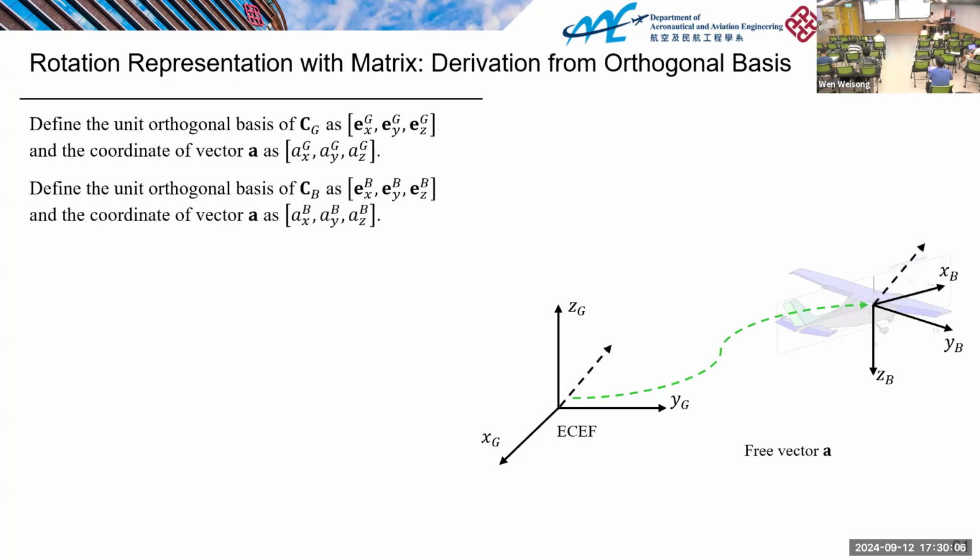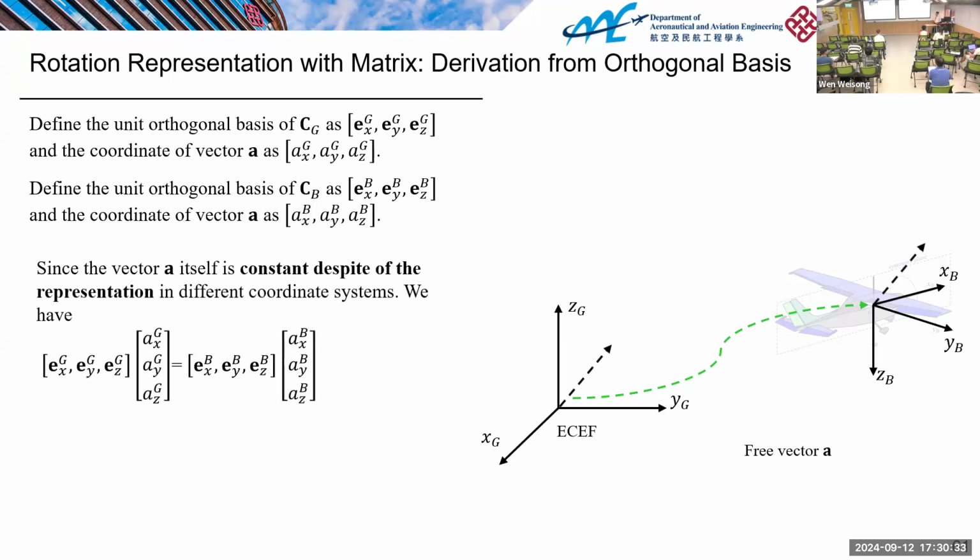Also, this vector can be represented by this coordinate system, with uxb, uyb, uzb as the orthogonal basis of this coordinate system. The coordinates of this vector are the three different components in three different directions. Because a vector is constant despite its representation in different coordinate systems, this is the orthogonal basis for this coordinates.